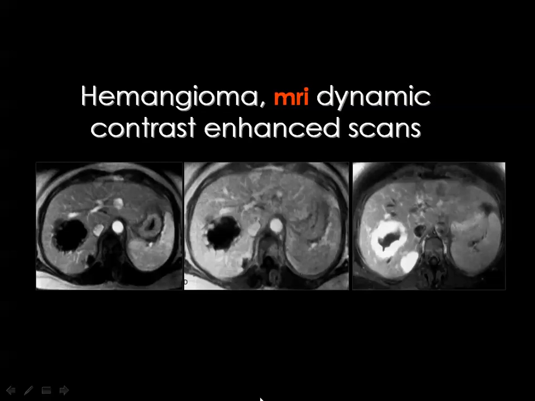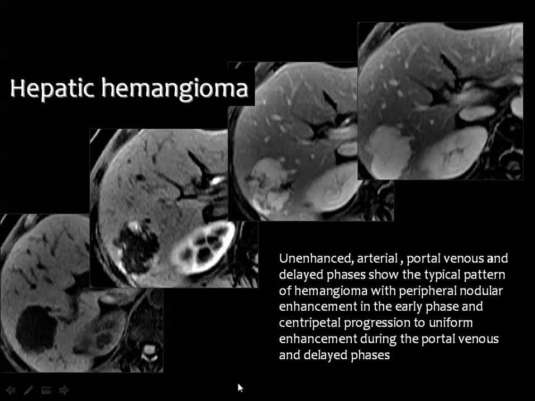And these are two hemangiomas, one large and a smaller one. And after injection of contrast, you get nodular enhancement, and then the nodules will increase in size. Then the contrast will diffuse to fill the hemangioma. The smaller hemangioma will fill with contrast more rapidly compared to the larger hemangioma.